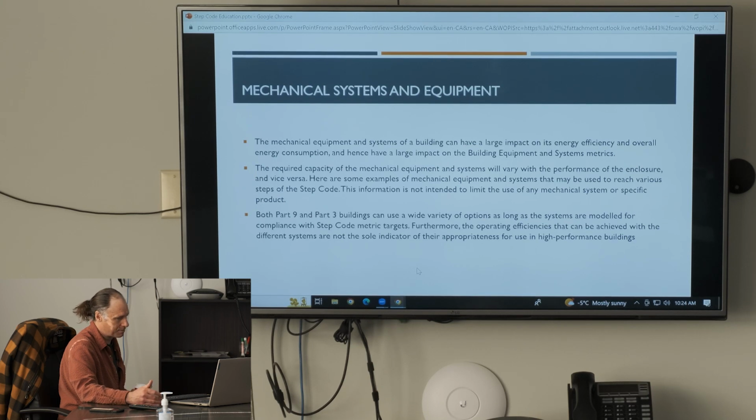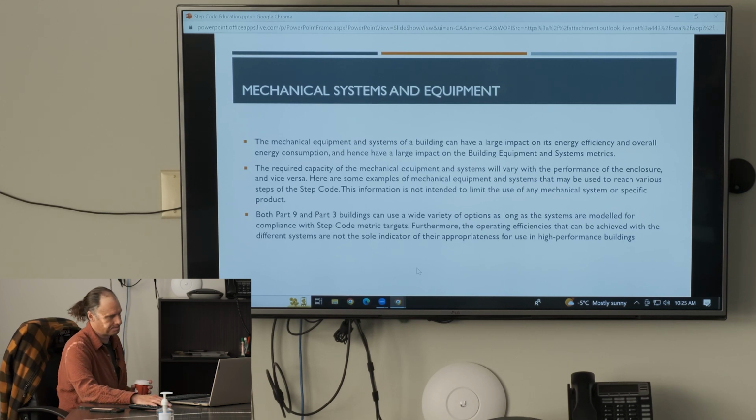Both Part 9 and Part 3 buildings can use a wide variety of options as long as the systems are modeled for compliance with step code metric targets. Furthermore, the operating efficiencies that can be achieved with the different systems are not the sole indicator of their appropriateness for use in high-performance buildings.